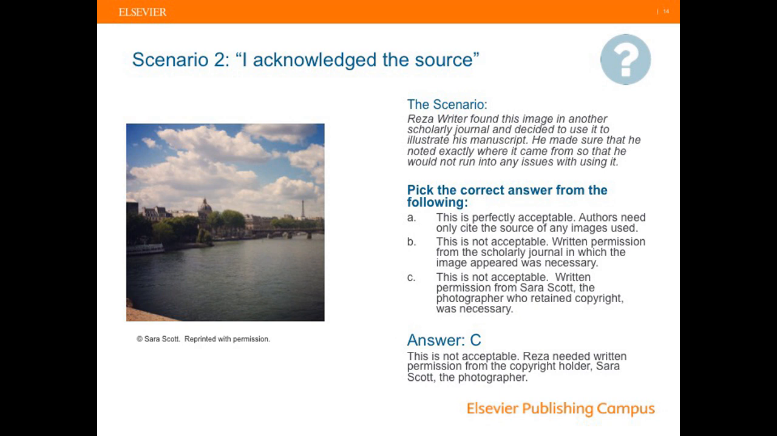A, this is perfectly acceptable. Authors need only cite the source of any images used. B, this is not acceptable. Written permission from the scholarly journal in which the image appeared was necessary. Or C, this is not acceptable. Written permission from Sarah Scott, the photographer who retained copyright, was necessary.